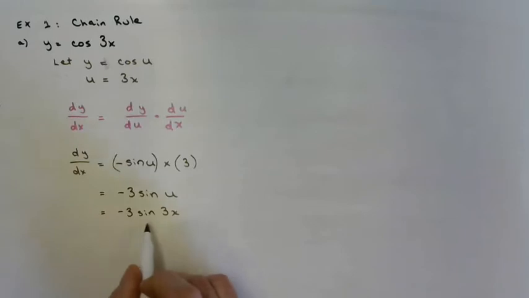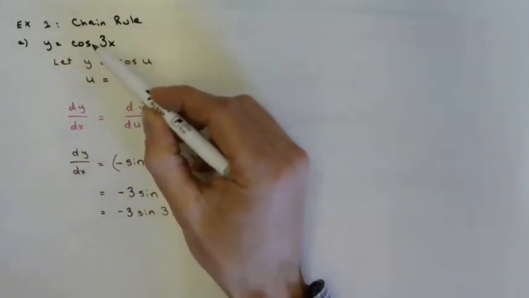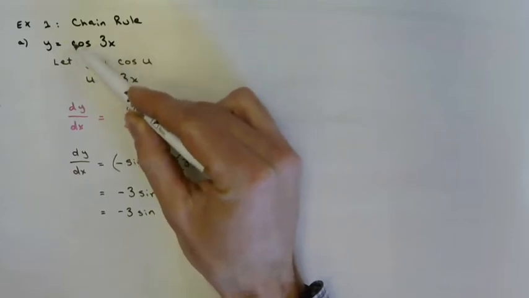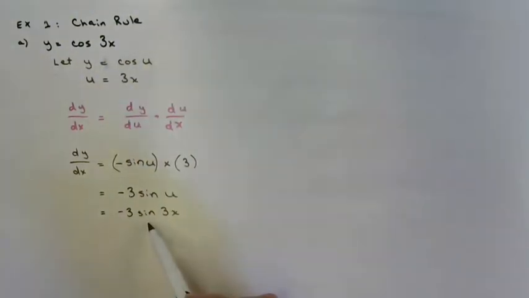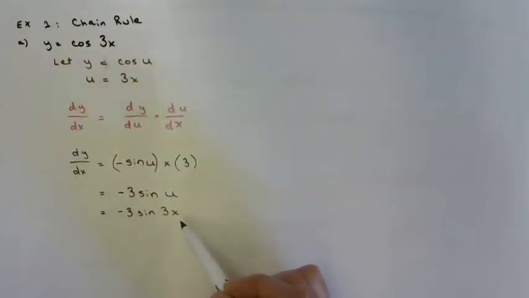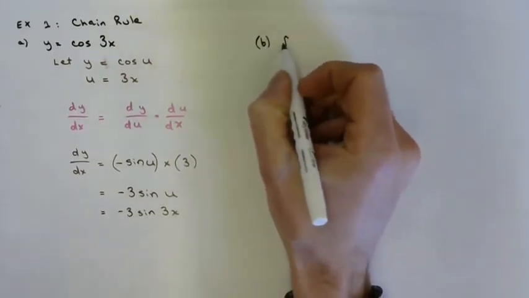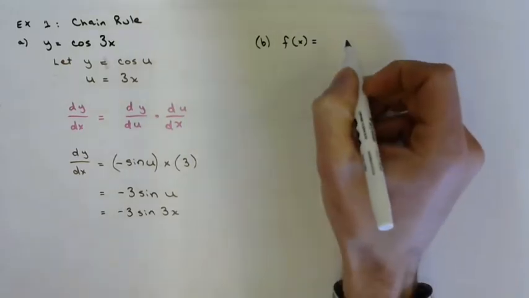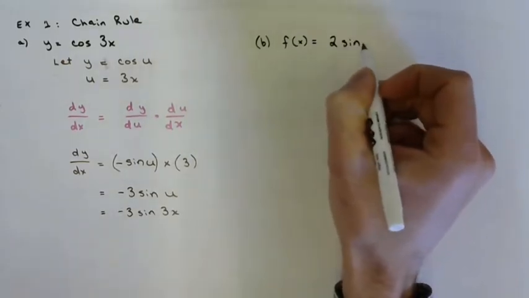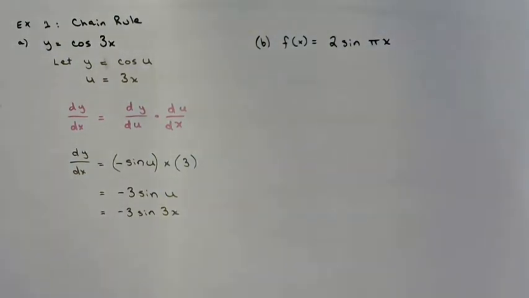If you're looking for a faster way to do this, you can see what happened is that this 3 ended up in front as a multiplier, and the derivative of cos was negative sine, and then the little piece inside ended up staying the same. Let's see if that's a pattern that continues to emerge. We're going to do part b over here. B is the function f of x equals 2 times the sine of pi times x.